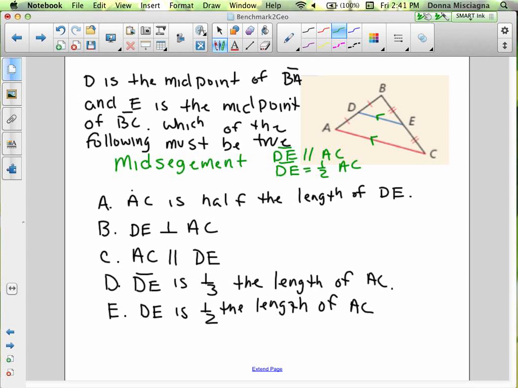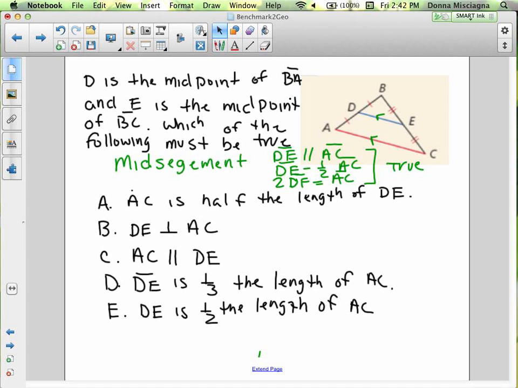You can think of two midsegments equals one opposite side. So any and all of these are true. All right, so let's go through the answer choices here.